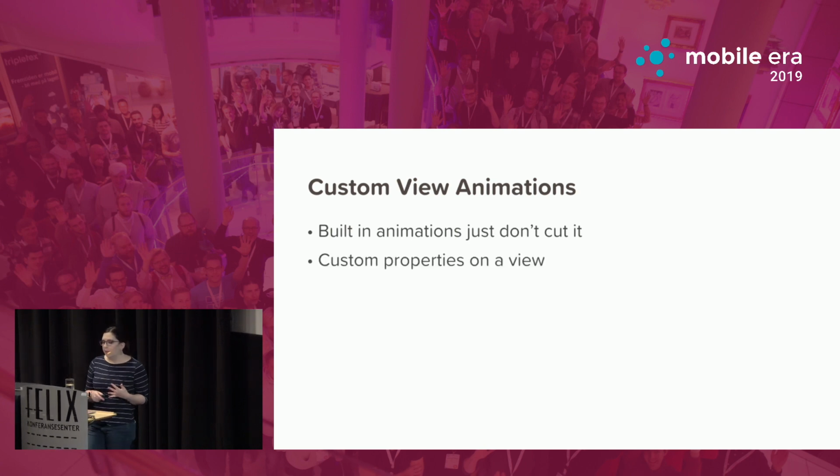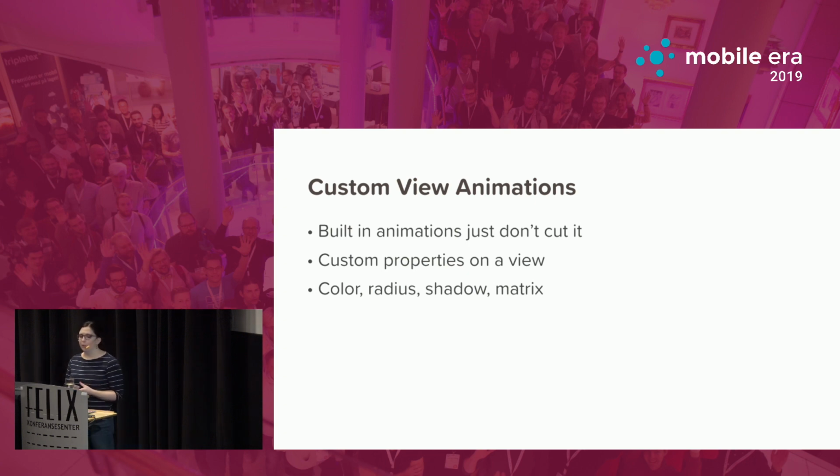And you're probably animating custom properties on a view. So for instance, things like a color or a radius or a shadow or a matrix if you were zooming in and out or doing some scaling, that kind of thing. And that's what you would use with a custom view animation.